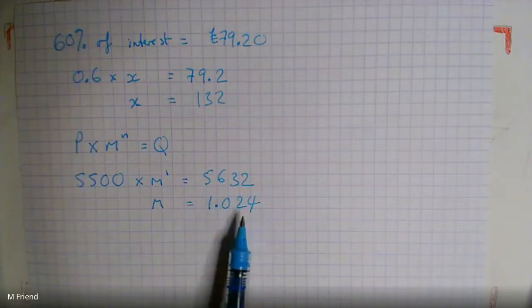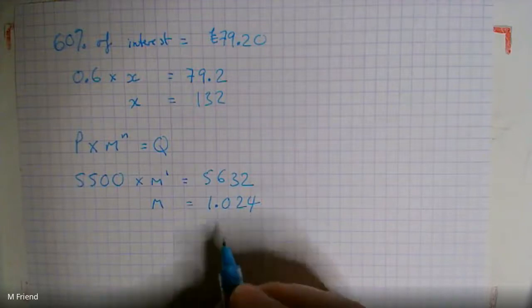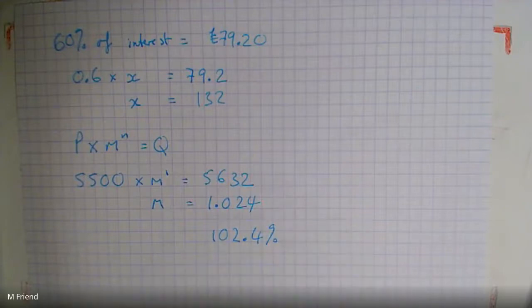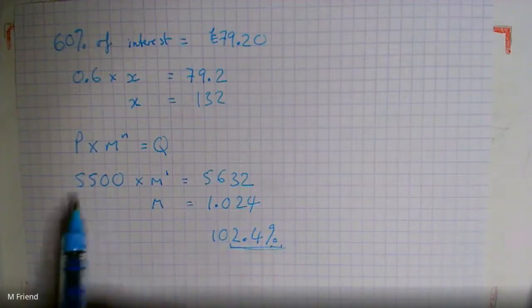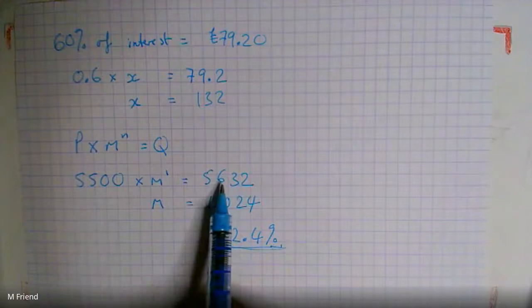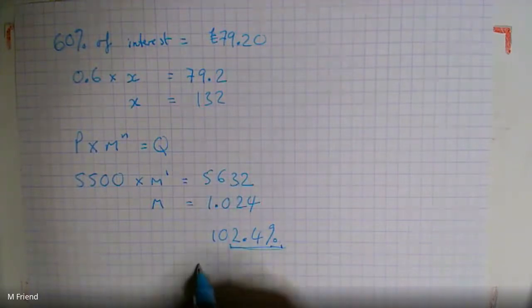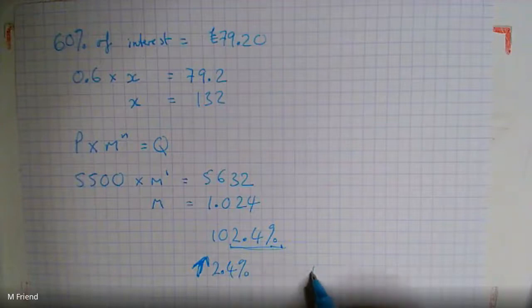But as a percentage, I would need to multiply it by 100. So as a percentage, move that decimal point two places. That is 102.4%. And you should be able to see, therefore, that that's a 2.4% increase. If you started with 100% of the money, if 100% of the money was 5500, this is 102.4% of that money. So it's gone up by 2.4%. And that's my final answer, 2.4%. So R equals 2.4, and I'm done.